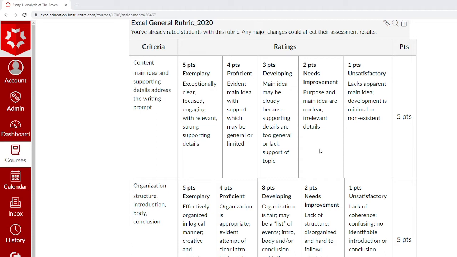An important point to remember is that everything in your essay has to come back to supporting the main idea or thesis in your essay. If you do this, you can see on the rubric that you're going to score a 4 or 5 on the grading scale. So let's look at the 4. It says evident main idea with support, which may be general or limited, but you have that main idea and you've supported it with evidence and reasoning. And then the 5, it's exceptionally clear. It has relevant, strong supporting details.